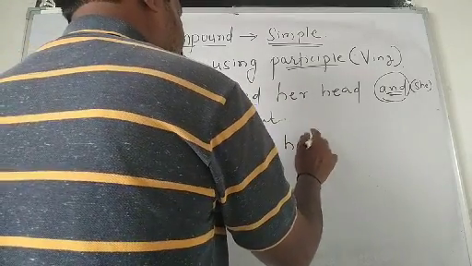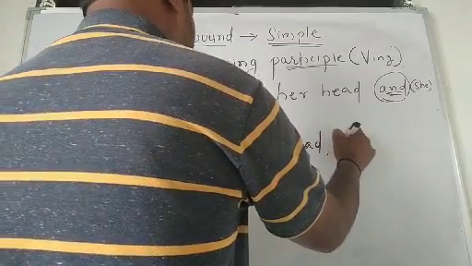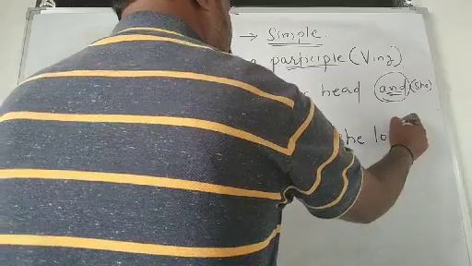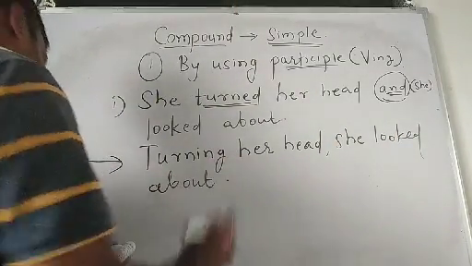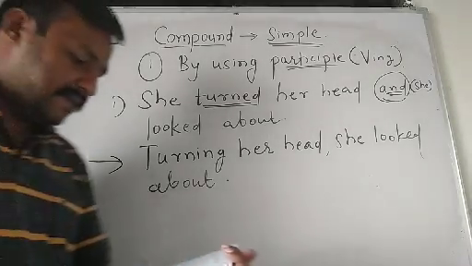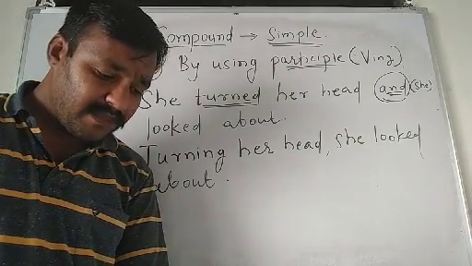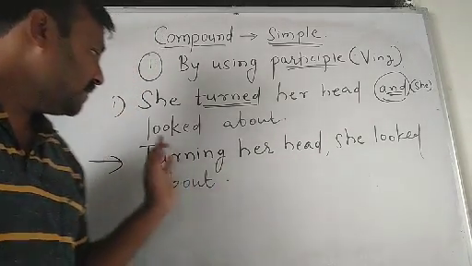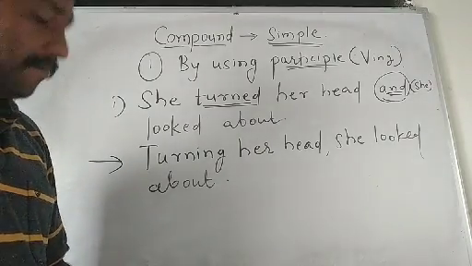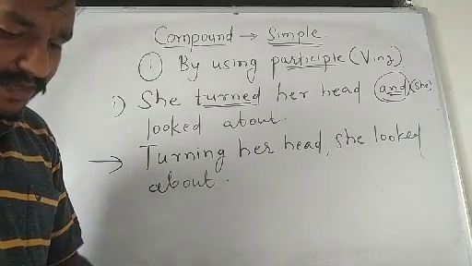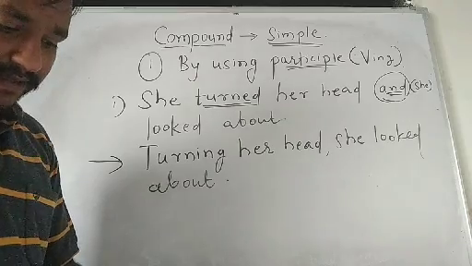Turning her head, comma, she looked about. It has become a simple sentence, isn't it? It has become a simple sentence. So we changed the compound sentence into a simple sentence. Getting?